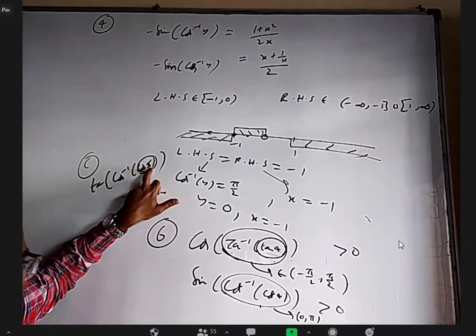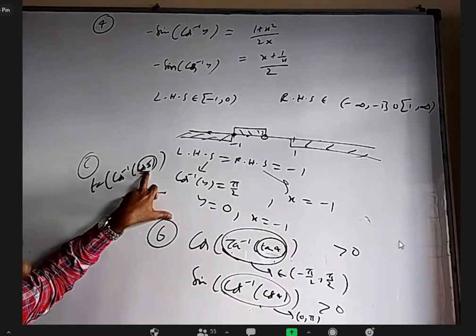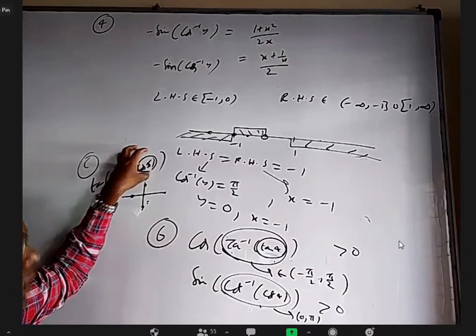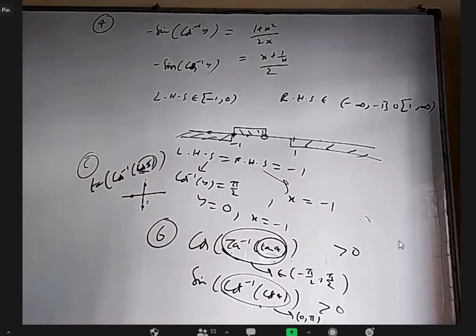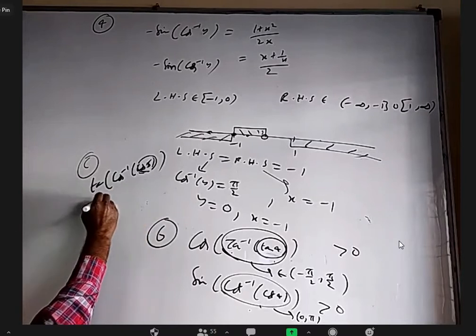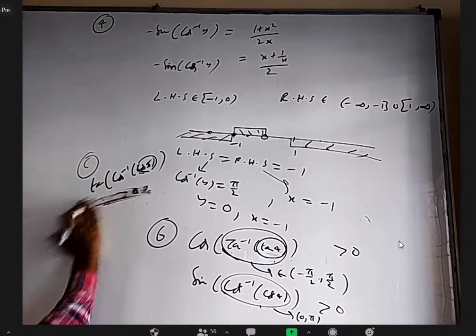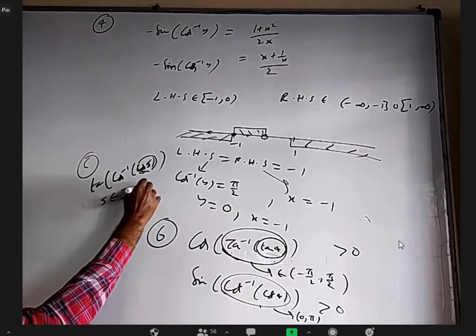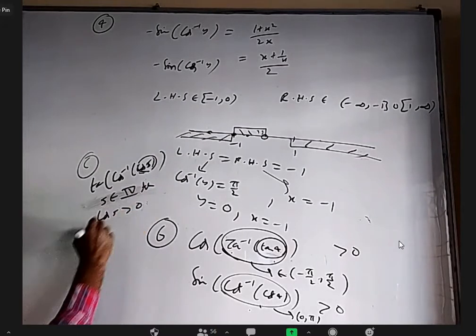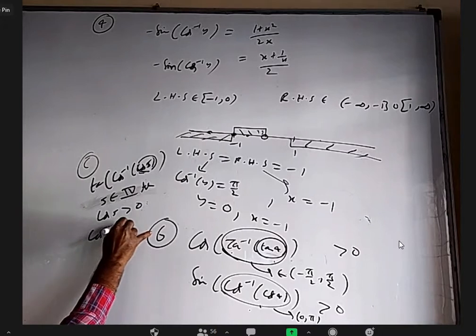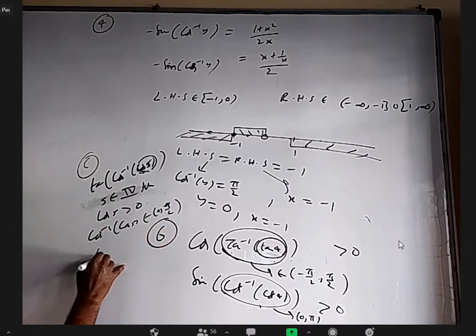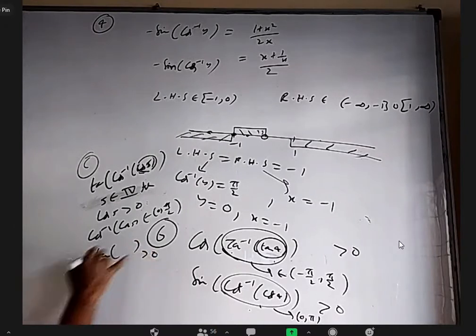Because 5 is in the fourth quadrant, cos of that is positive. As long as something is positive, cos inverse of that will be between 0 to 90, and if something is between 0 to 90, tan is positive. So I can write it like this: 5 belongs to the fourth quadrant, so cos 5 is greater than 0. Cos inverse cos 5 belongs to 0 to pi by 2, so tan of whatever it is is greater than 0.